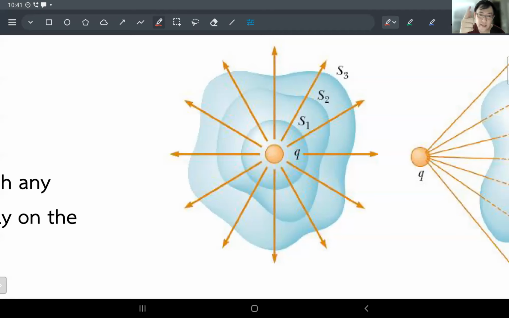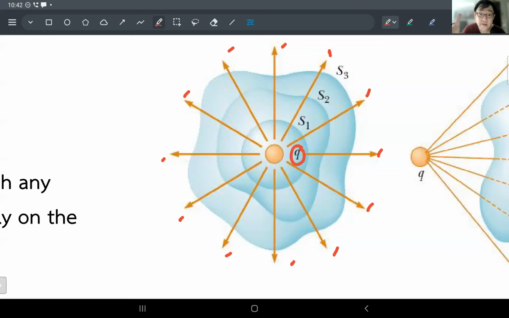Because flux is the electric field lines. If you count them, 1, 2, 3, 4, 5, 6, 7, 8, 9, 10, 11, 12. These 12 lines, even though in reality it's not 12, but based on this figure, those 12 lines penetrate through S1, S2, S3. Same. Why? Because they all came from this Q. You have a fixed amount of lines.